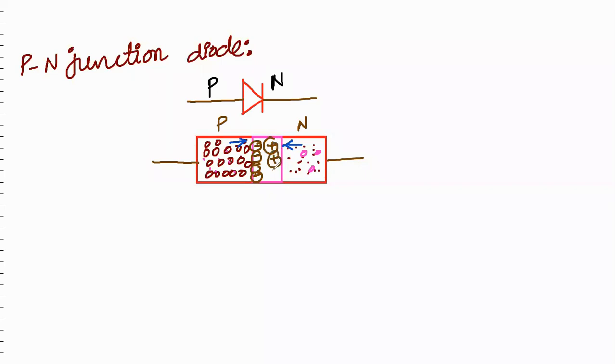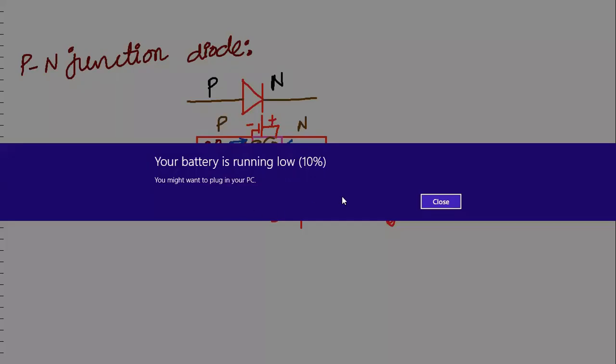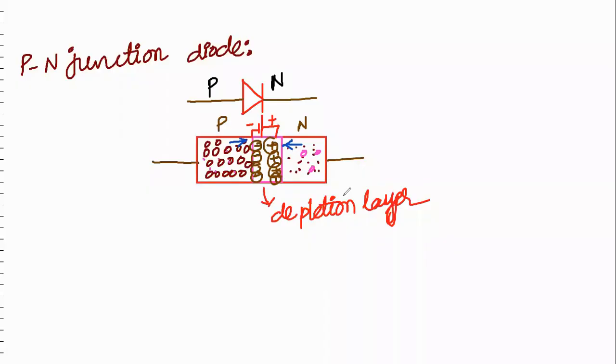One side becomes negative and the other positive, so negative and positive ions will be formed. This layer, which is free from mobile charge carriers, is a region that will be developed. That region is called the depletion layer, which is free from the mobile charge carriers.